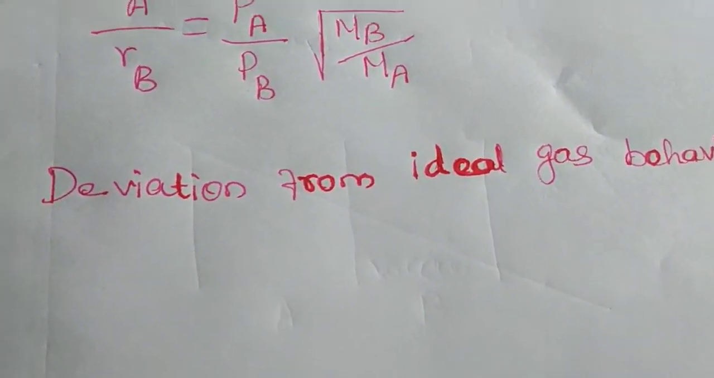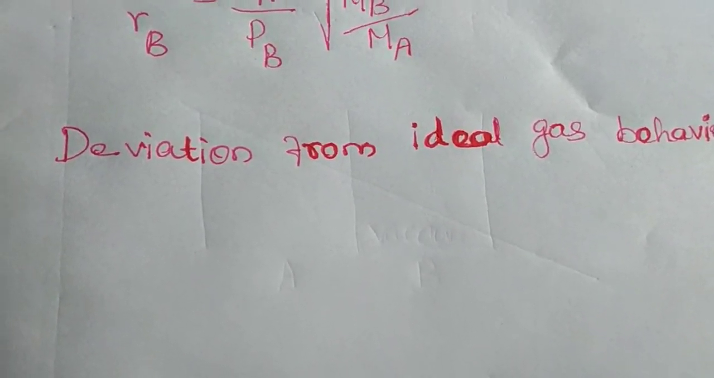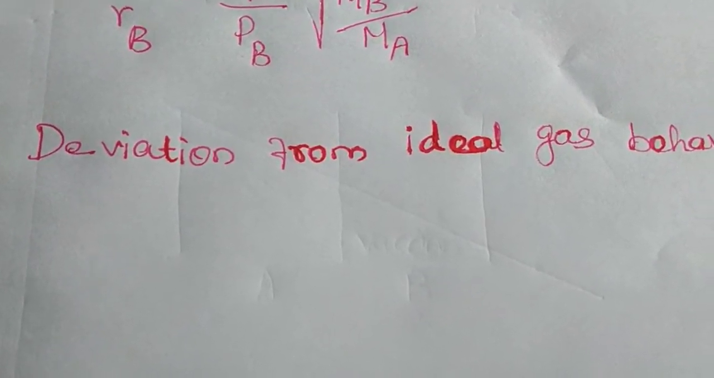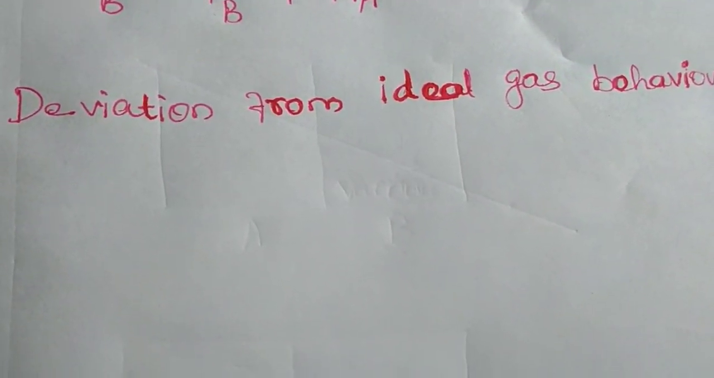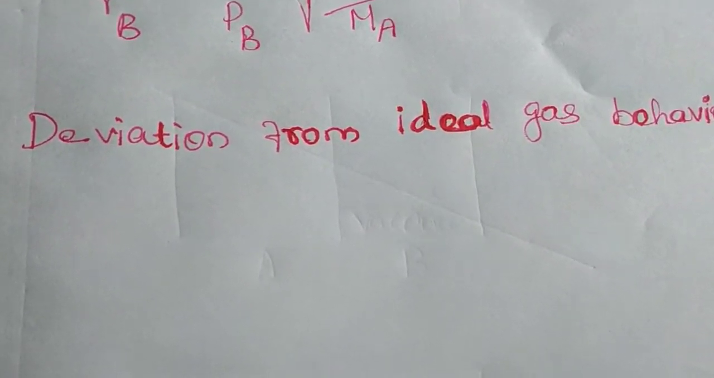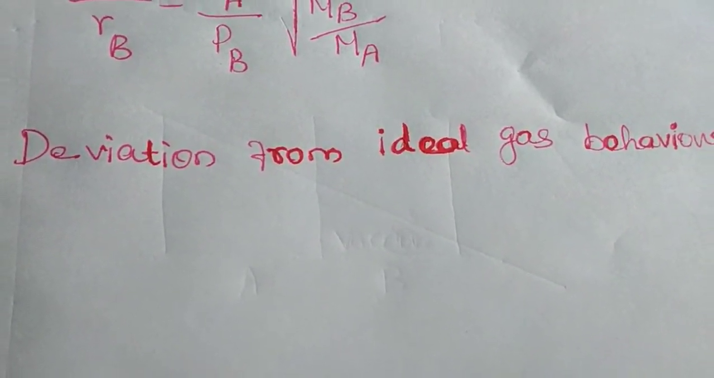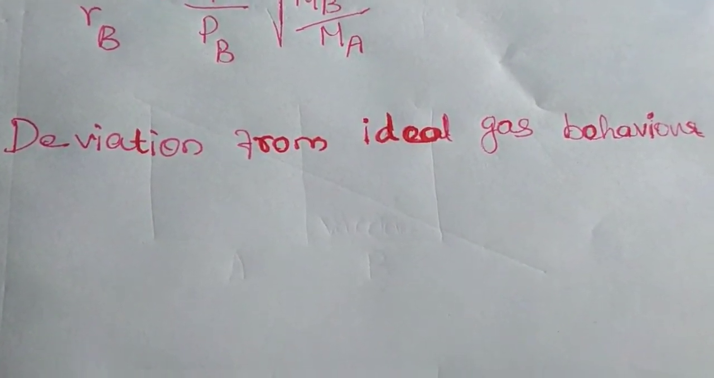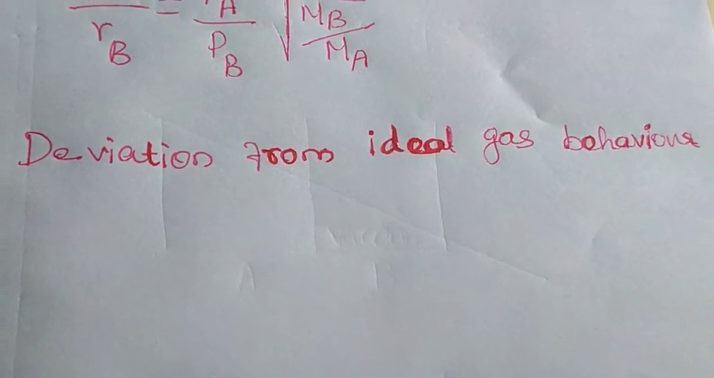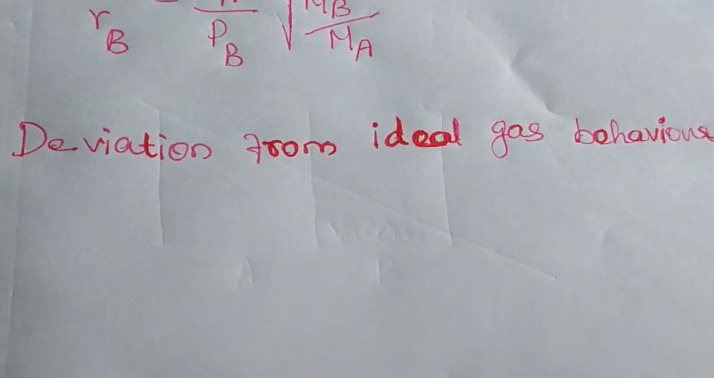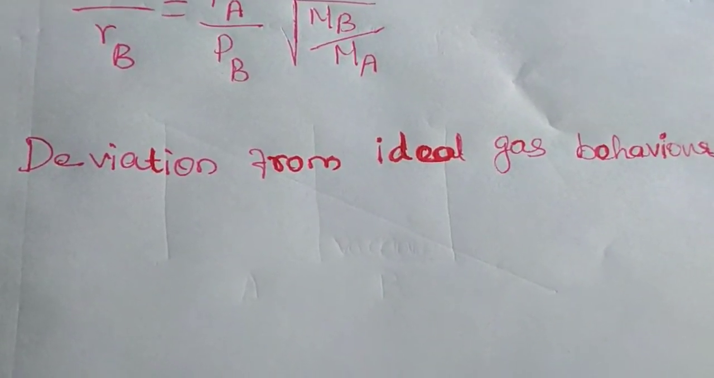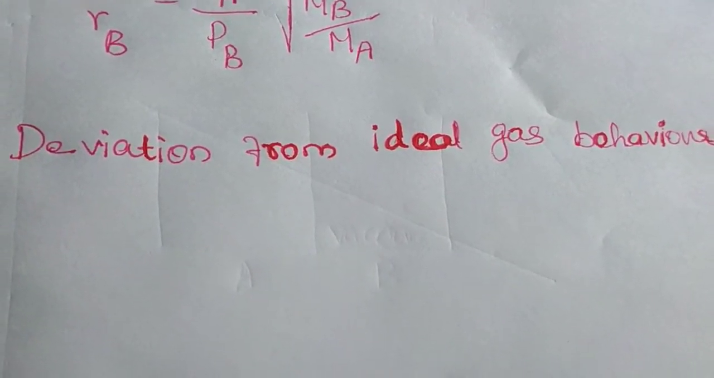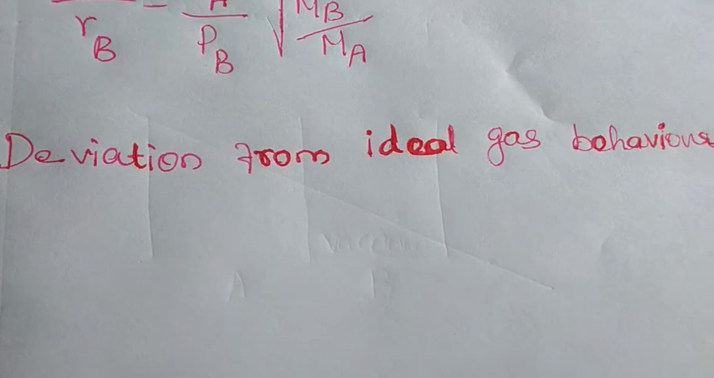Next topic, deviation from ideal gas behavior. What is an ideal gas and what is the behavior of an ideal gas? What is a real gas and how does it deviate from an ideal gas? We are going to see this from the deviation from ideal gas behavior. To understand this, you should know what an ideal gas is and what its behavior is.